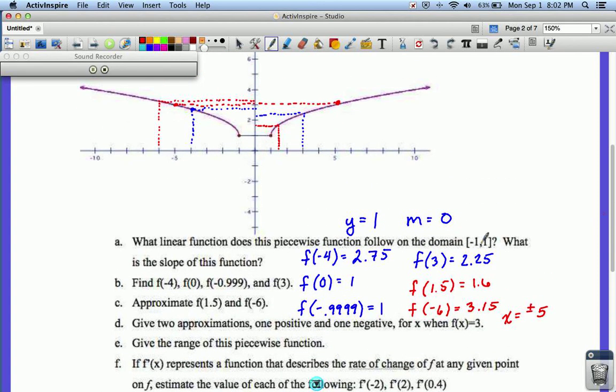Give the range of this piecewise function. That's a word that's going to pop up quite a bit this year. Give the range. So range, it starts at +1, and it looks like it goes up forever to infinity, right? Those arrows going up and over forever.